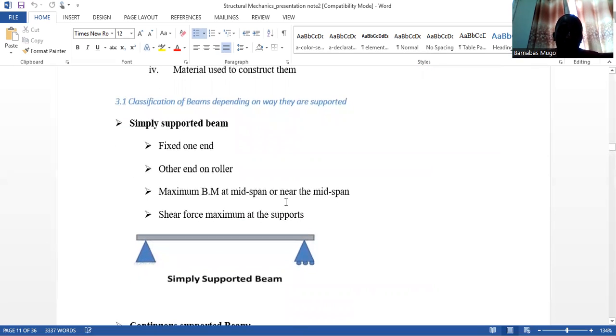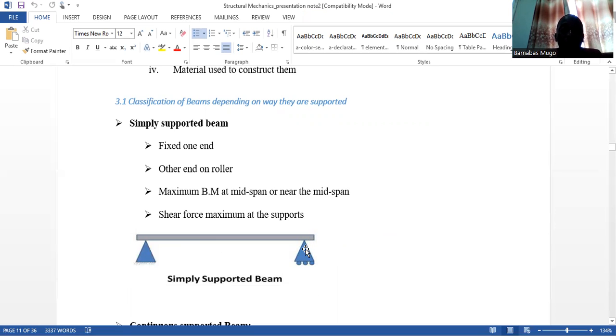For example, we are going to look at 2 or 3 examples of this. So classification of the beam depending on the way they are supported. One of them is called a simply supported beam. As you can see from this diagram, a simply supported beam is a type of beam which is fixed at one end, and the other end is left on top of rollers.